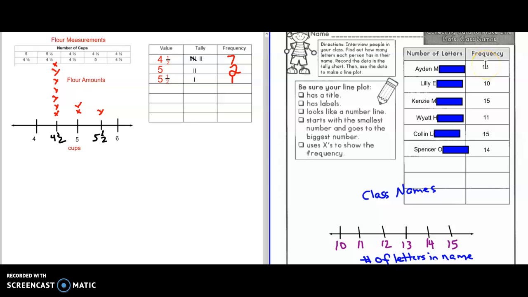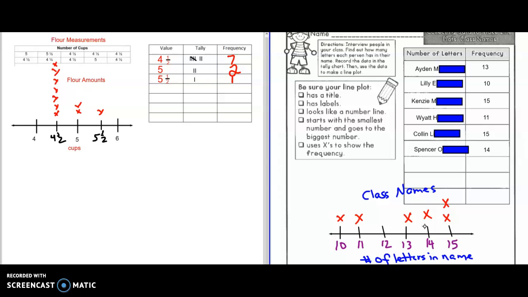So Aiden M has 13. Let's go red here. Has 13 letters in his name. Lily has 10. Kenzie has 15. Wyatt H has 11. Colin L has 15. And Spencer O has 14. Okay, so once we have all that plotted, we have our line plot that represents that information.